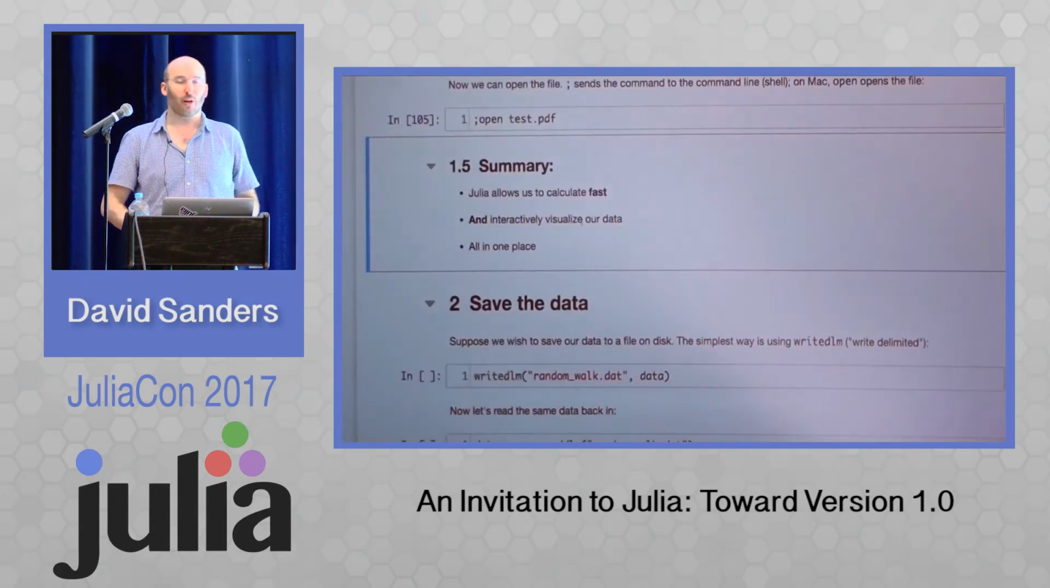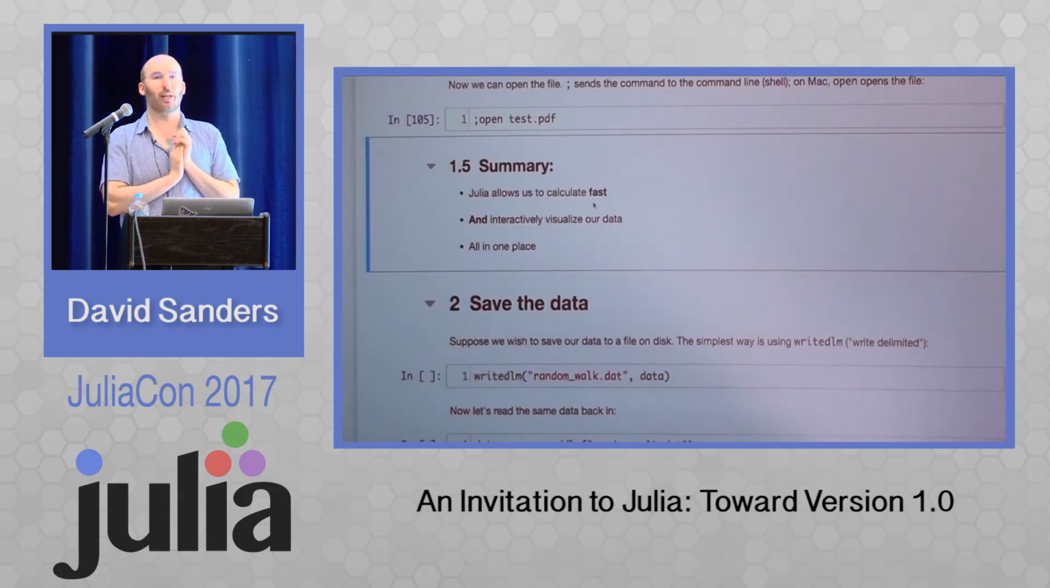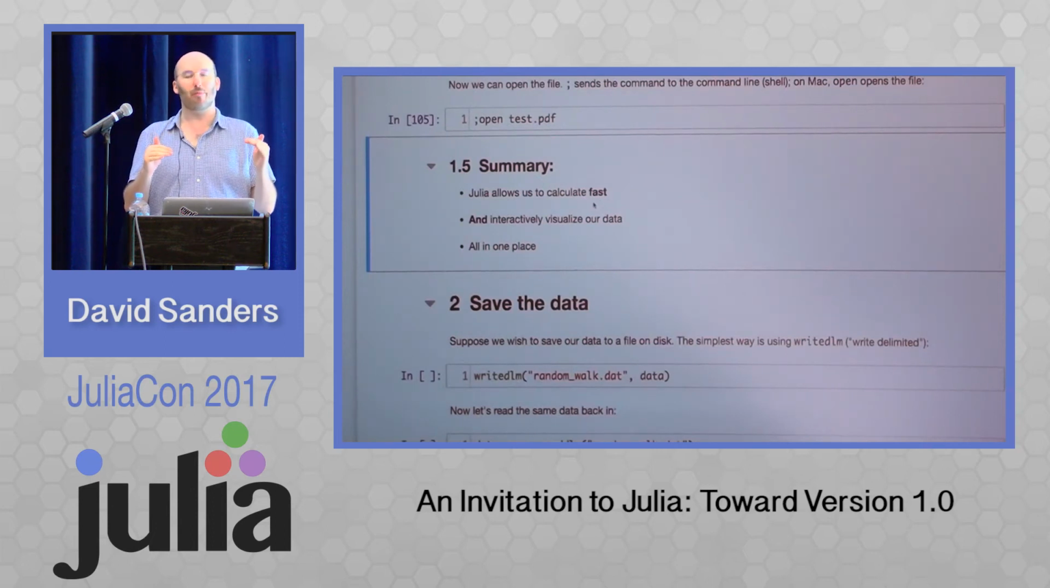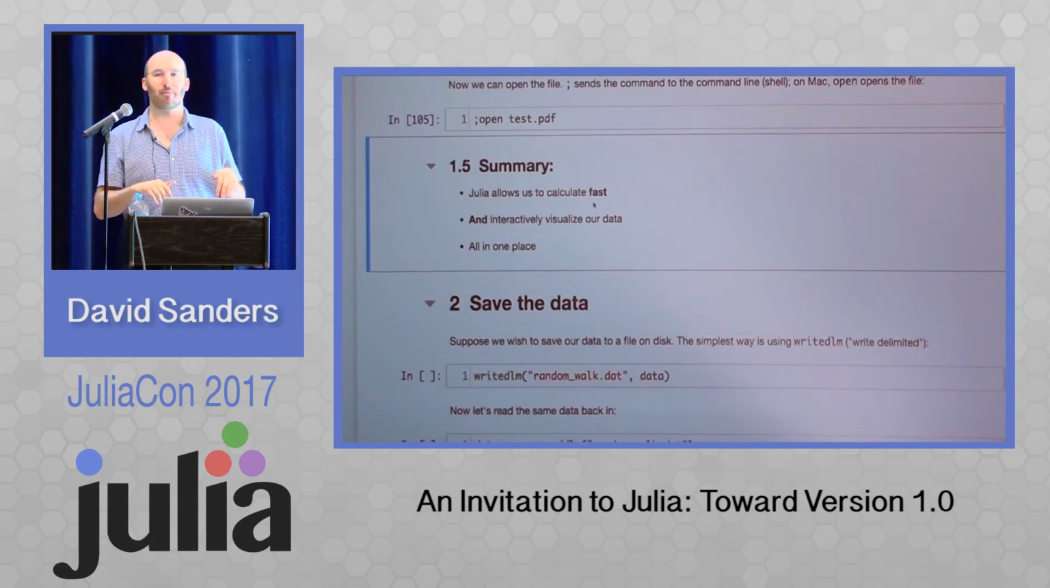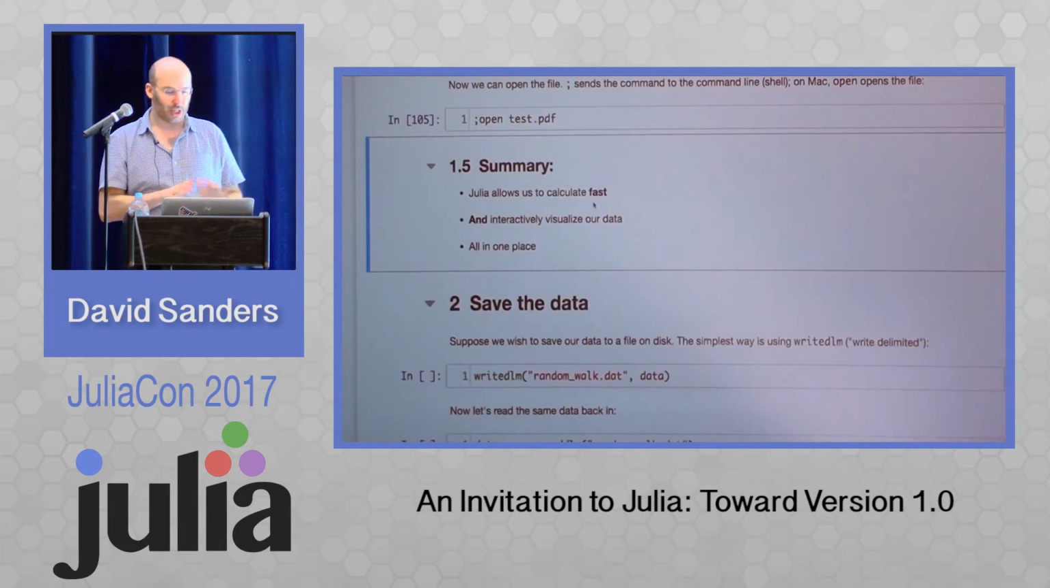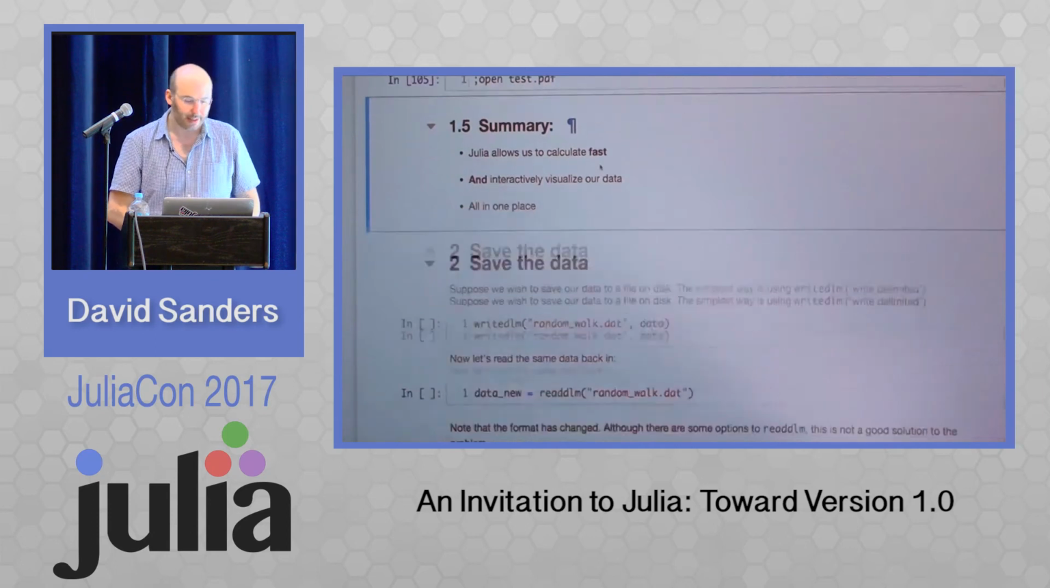Okay, so let's summarize this workflow bit. Basically, I want to calculate fast, and Julia can do that for me, but then the result of that fast calculation is immediately available to me, and I can just stick it straight into my interactive visualization, collect some data, do whatever I want with it. So this is just in one place. The notebook gives me this nice data analysis flow. It's just great.